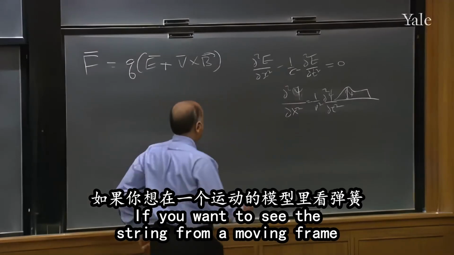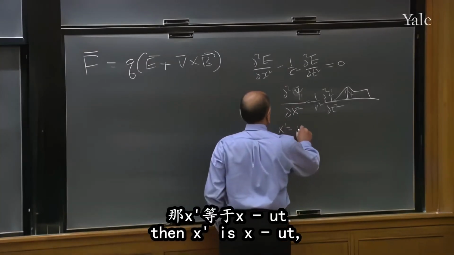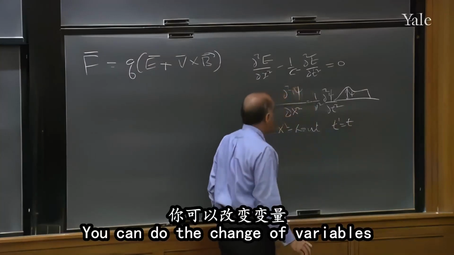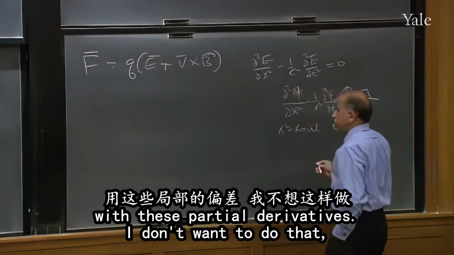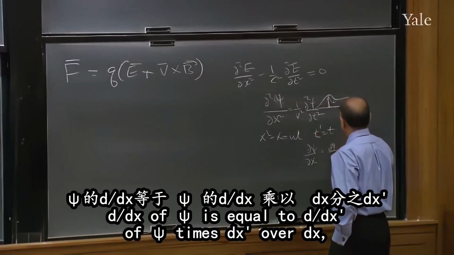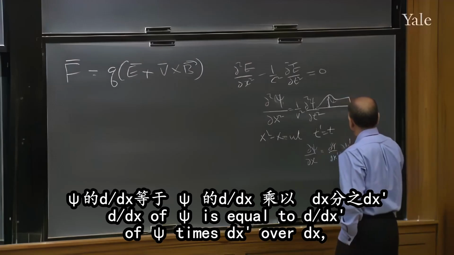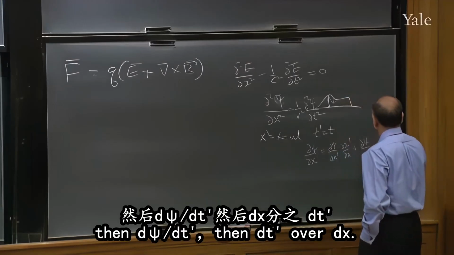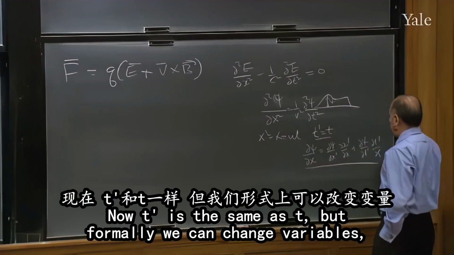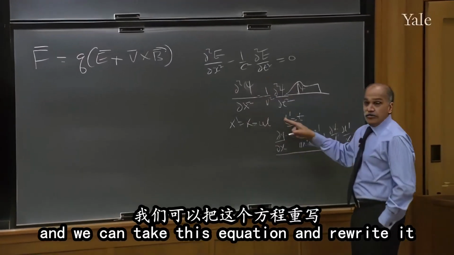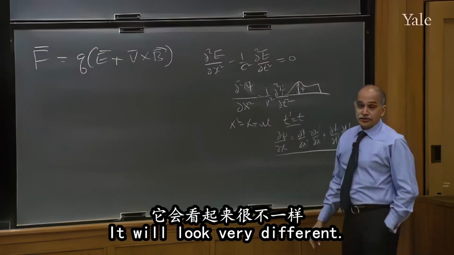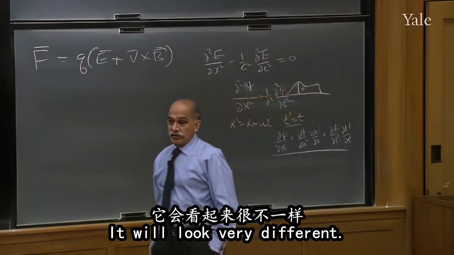If you want to see the string from a moving frame, then x prime is x minus ut, and in classical mechanics, t prime is equal to t. You can do the change of variables with these partial derivatives. Okay, I don't want to do that, but you can say d by dx of psi is equal to d by dx prime of psi times dx prime over dx, then d psi dt prime, then dt prime over dx. Now t prime is the same as t, but formally we can change variables and we can take this equation and rewrite it in a frame moving to the right at speed u, and I promise you it won't look like this. It will look very different.